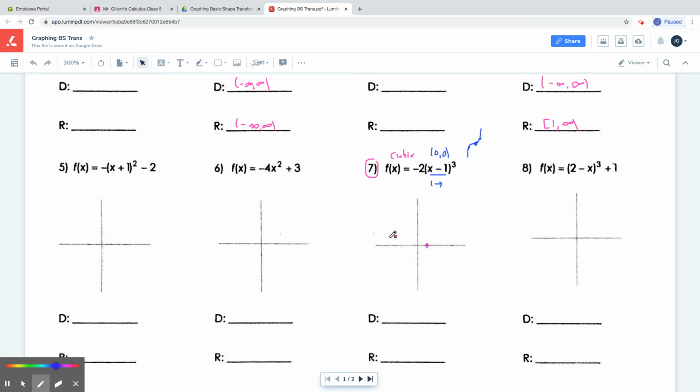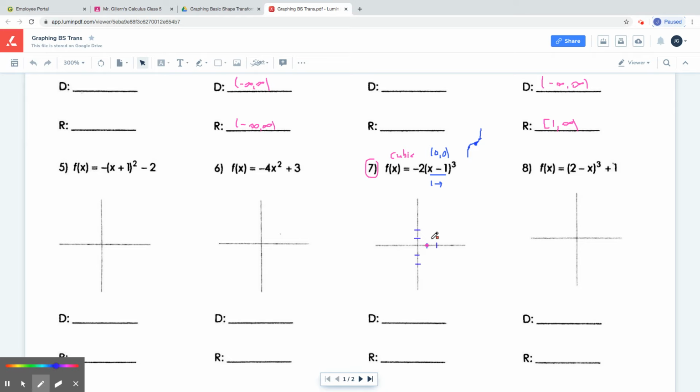Now, to get your other 2 points, and you need 2 other points, even though it says label 2 points in directions, with a cubic, I want you to label 2 others, one to the right and one to the left.